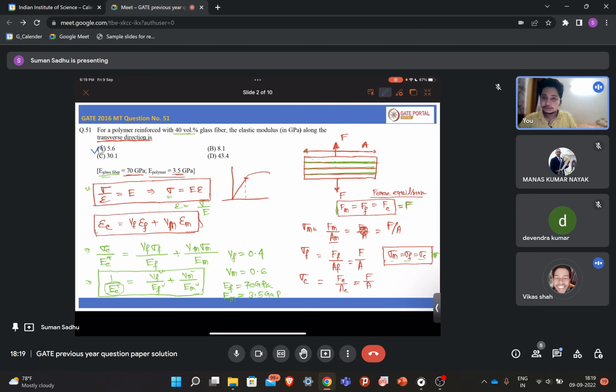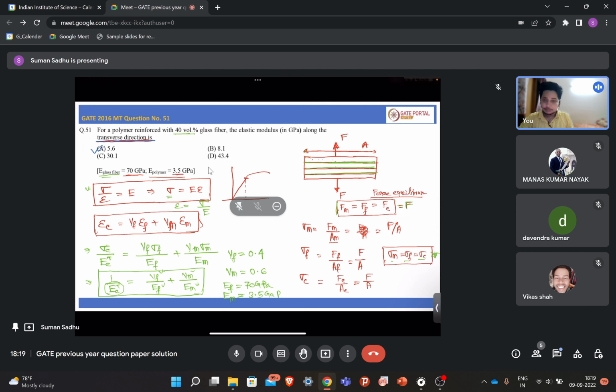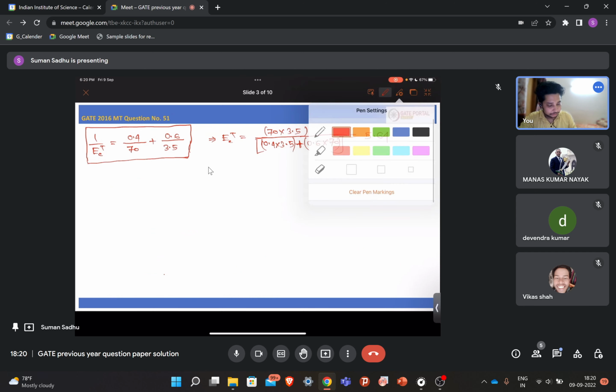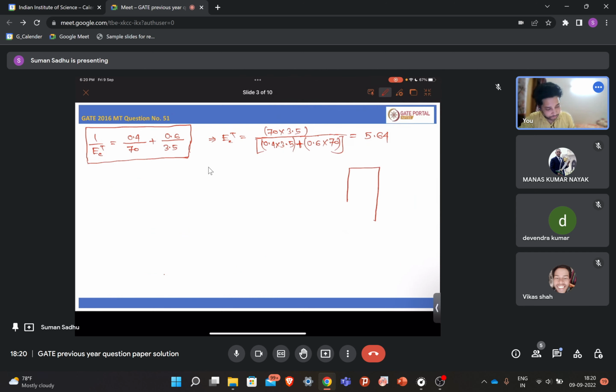So this was the one case where the composite is loaded in the transverse direction. Now if I ask you what will be the elastic modulus if I load this polymer in the longitudinal direction, that means like this. Can you solve this one? I'm just modifying this question a little bit. So let's say your composite is like this. Earlier we loaded in this direction, right? Now we are loading in the longitudinal direction.